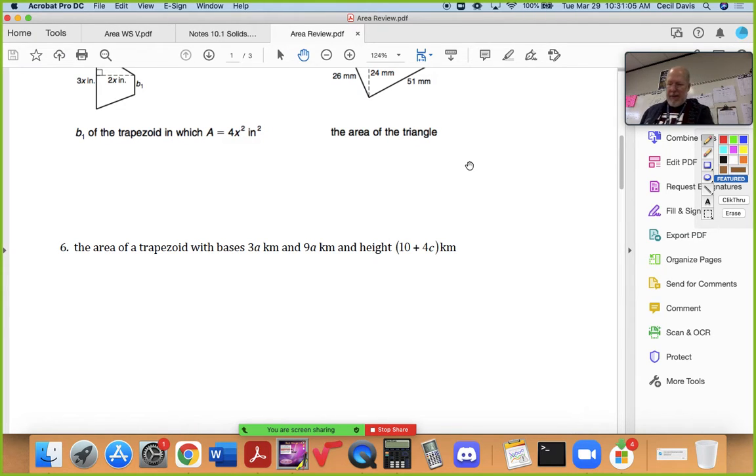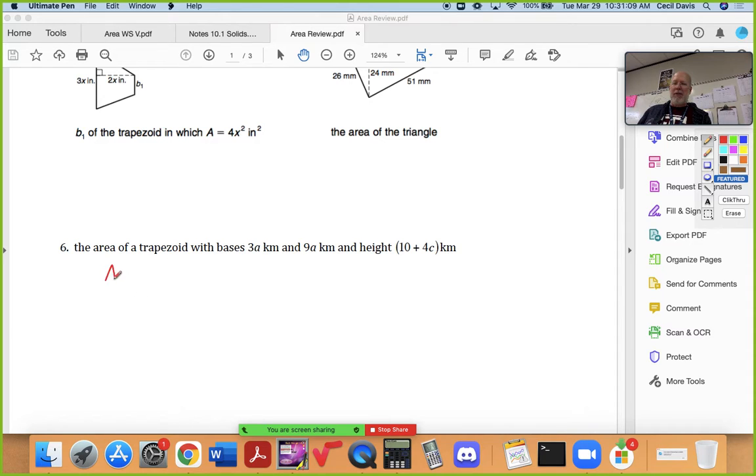All right. So we're trying to find the area of the trapezoid. So what's the formula that we'll be using? A equals 1/2 (B1 plus B2) times height. Right. So it'd be 1/2 of (3a plus 9a) times (10 plus 4c). So far, so good? So I can combine the 3a and the 9a, and that'll be 12a.